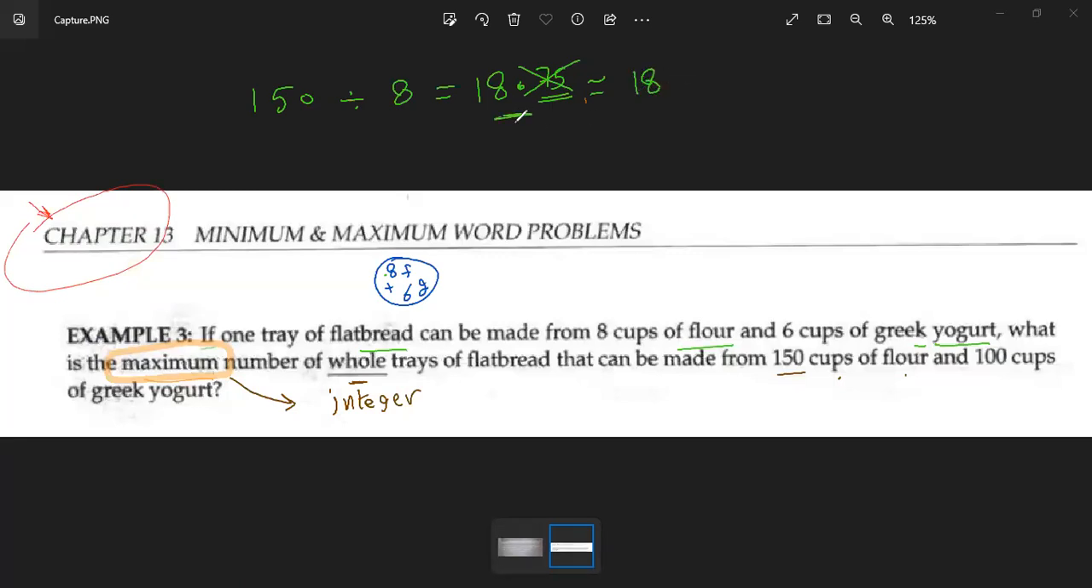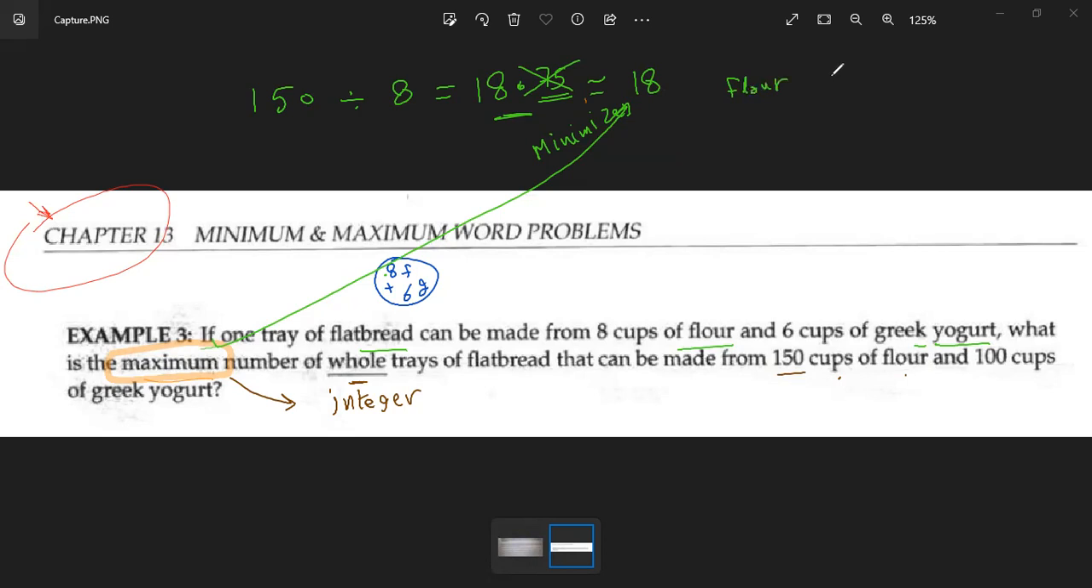We minimize here. You see, maximum becomes minimized. We take the minimized value because he is asking about maximum. We do not approximate at all, we just eliminate the decimal. If we approximate, it would be 19, but the recipe would be false. The recipe will not work, and the flatbread may not taste good. So this is 18 flatbreads with this amount of flour.